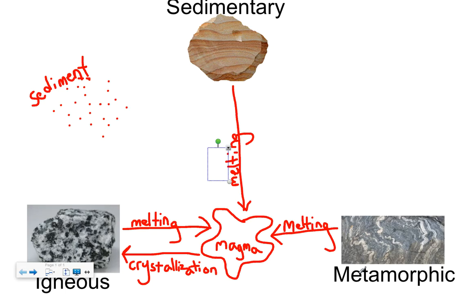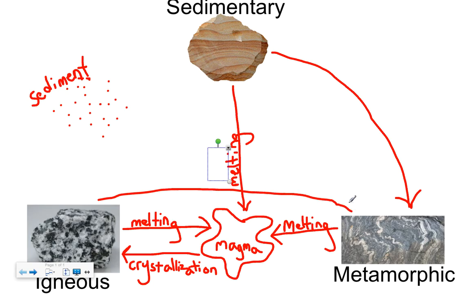Good. Now, I'm going to get you started on metamorphic rocks. Remember, metamorphic rocks are rocks that go from one type of rock to another without ever becoming a liquid. That means we can't have any arrows coming from magma. We have to have an arrow coming straight from sedimentary, and we'll need another arrow coming straight over from igneous, skipping past magma.